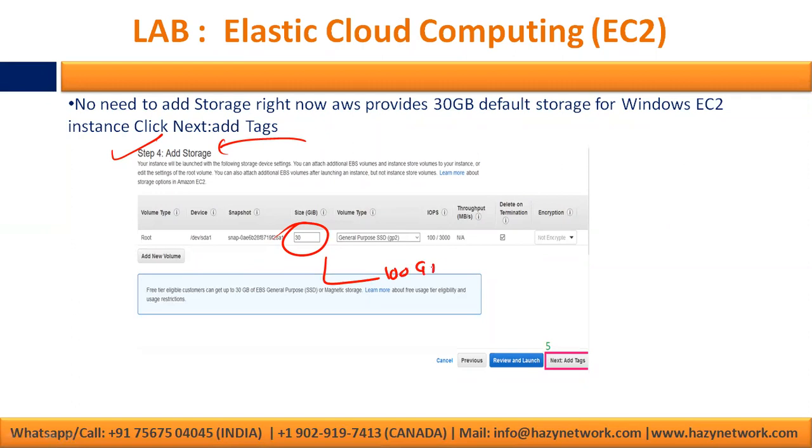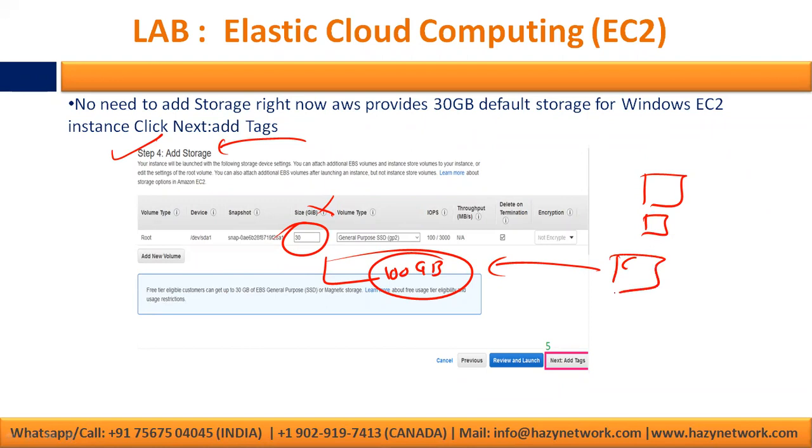Can I add 100 GB extra? Yes, but that will not be covered in the free tier. You don't have to pay for this one, you have to pay for that one. So guys, if this is your EC2 instance, by default your C drive will be how much space? 30 GB.